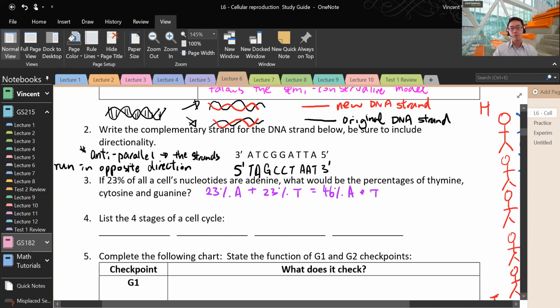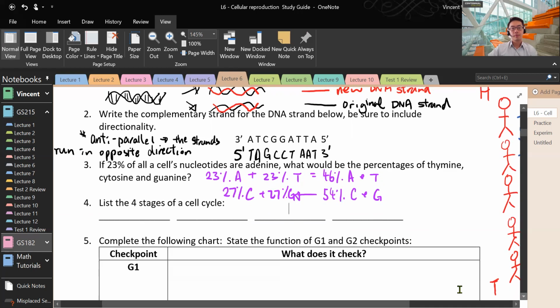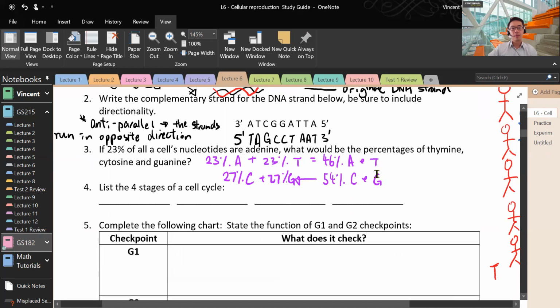So in total, we're going to have 100%. And if you take 100 minus 46, you're going to get, sorry, 54. 54% is C and G. So if you divide this by 2, you would get 27% being C and 27% being G. Okay. Are we okay with this concept?